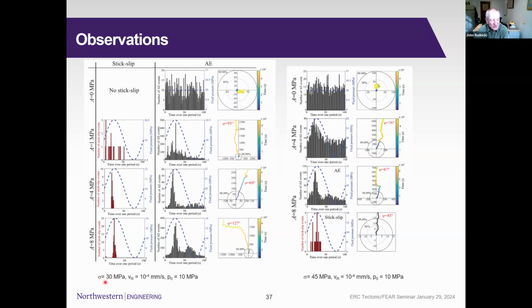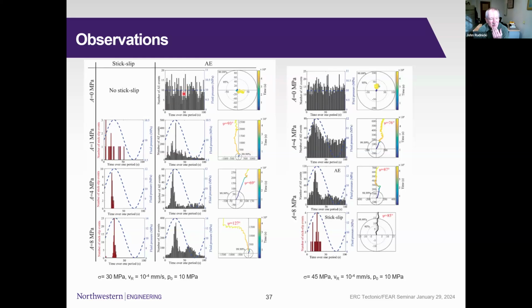So they looked at two values of the confining stress, and they did experiments at a higher reference rate, but they only show the results for the lower reference rate, and an average reservoir pore pressure of 10 megapascal. Okay. So the rows are increasing amplitude of the pore pressure relative to the average. The first column is stick slip events. These are aggregated from multiple periods of the experiment. And they occur near the peak. Here it's slightly before, right on the peak.